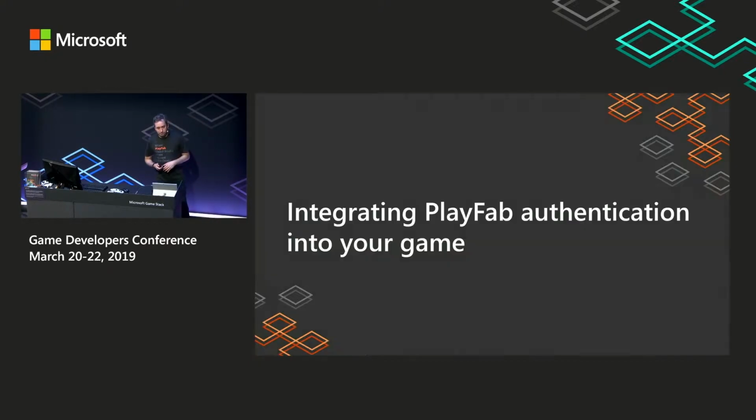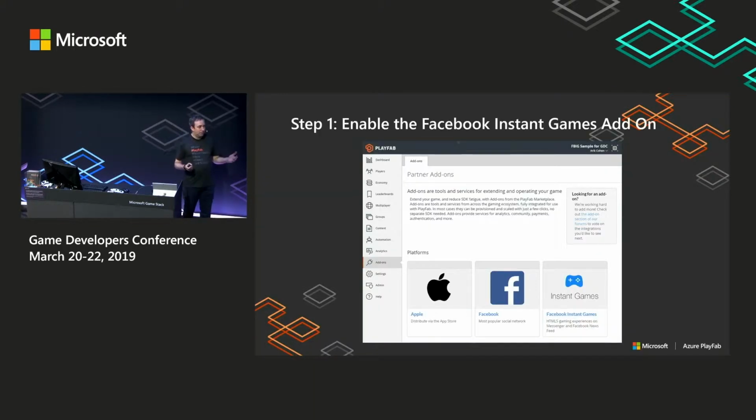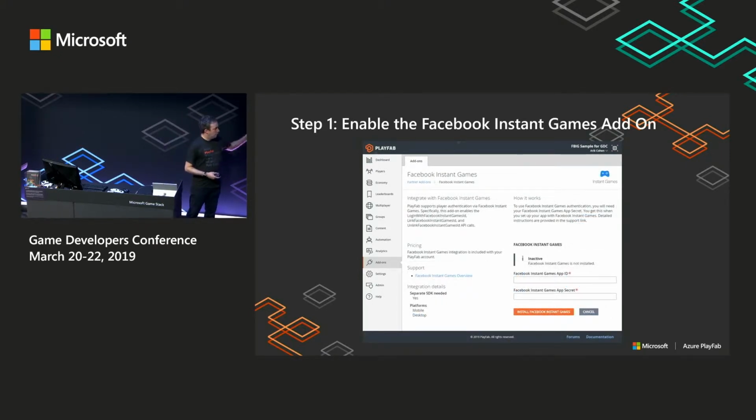So let's get started. The first thing that we want to show is how you integrate that PlayFab authentication into your game. It's actually quite simple. You have your Facebook Instant Game, you have your app ID and secret from the Facebook Games developer portal, and you're going to go into our add-ons. You're going to select Facebook Instant Games, and enter the app ID and app secret. That allows us to validate the cryptographically secure player identification when you do a login with your player.